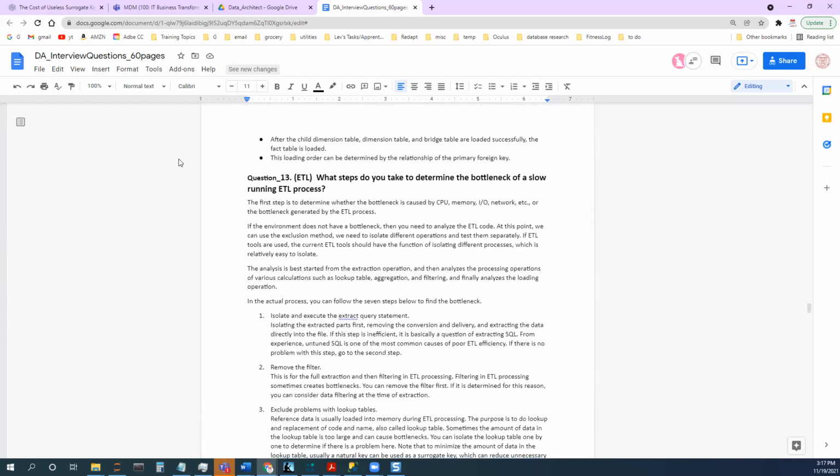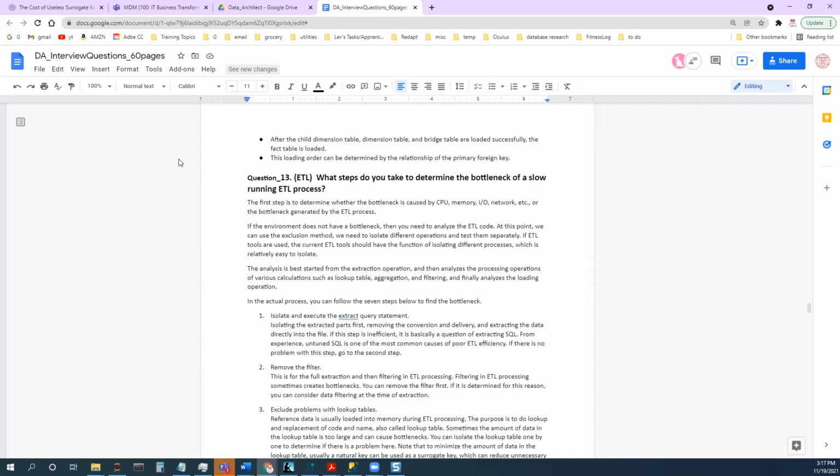What steps do you take to determine the bottleneck of a slow-running ETL process? The first step is to determine whether the bottleneck is caused by CPU, memory, input-output, network, etc., or the bottleneck is generated by the ETL process. If the environment does not have a bottleneck, you need to analyze the ETL code. At this point, we can use the exclusion method. We need to isolate different operations and test them separately.